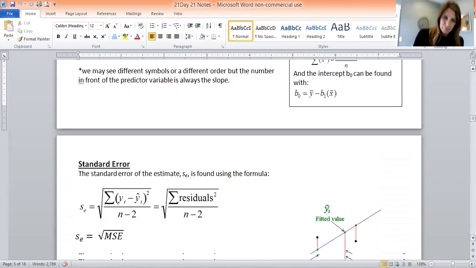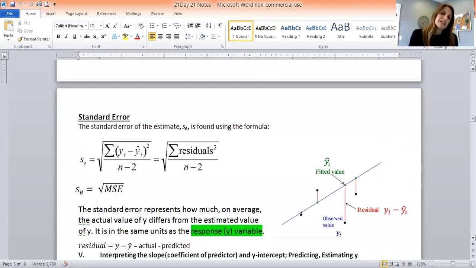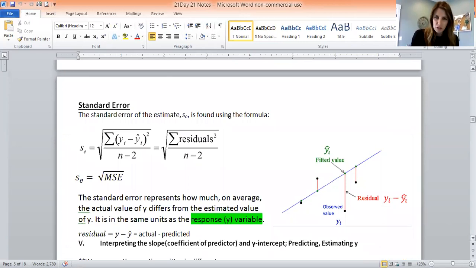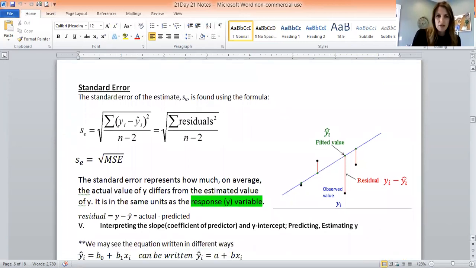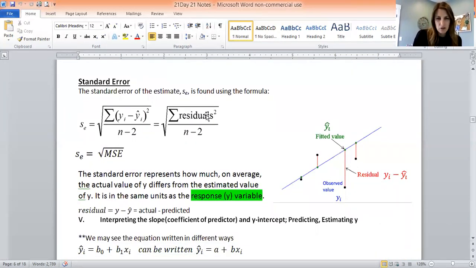All right, so here we're going to look at the standard error. For standard error, we have this also large formula. We don't need that. Minitab's going to give us a standard error. So the standard error represents how much on average the actual values of y, so that means my actual data values that I have, differ from my y hats.